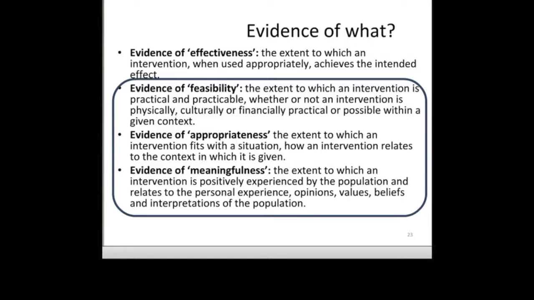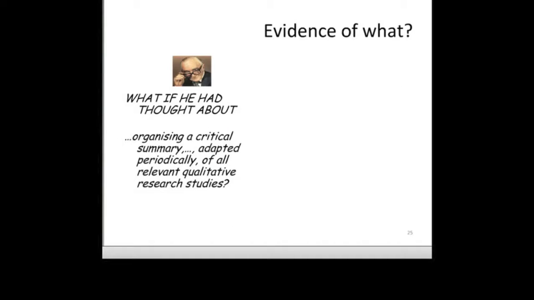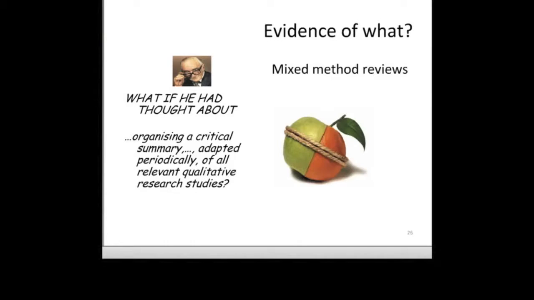And apart from these types of evidence that firmly link into intervention research, there are other questions we might be asking, like, what's the evidence of the cost-benefit of a particular intervention? What are the lived experiences of people with a certain condition or living in some sort of deprived situation that we do not know a lot about? Or what do people actually value or not in an intervention, or maybe just in daily life? So I always wondered, what if Archie Cochrane had thought about organizing a critical summary, adapted periodically, of all relevant qualitative research studies? Now, that would have made a difference, because then we might have had about 6,000 mixed method reviews that provide us with a much more in-depth understanding of a condition, an intervention.